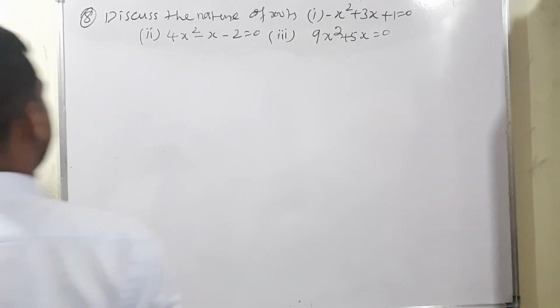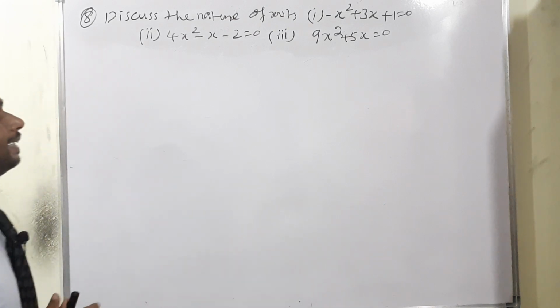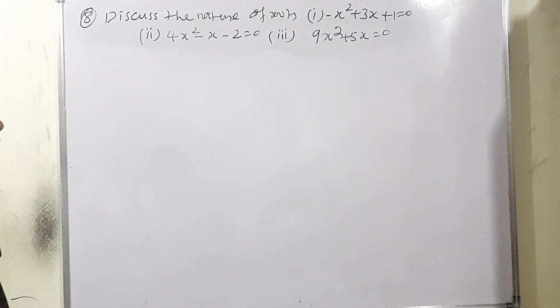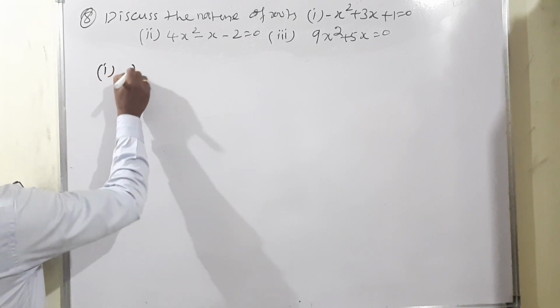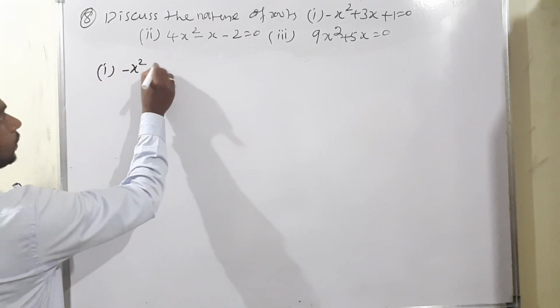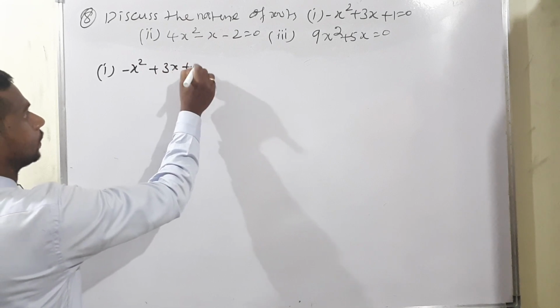Moving to question number 8. Question: discuss the nature of roots given 3 subdivisions. Okay, one by one we can discuss. So, question subdivision 1: minus x square plus 3x plus 1 is equal to 0.